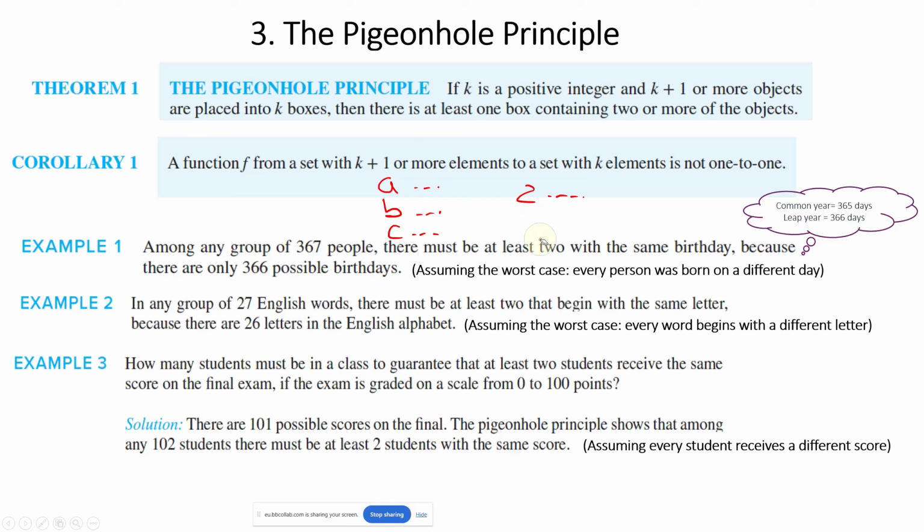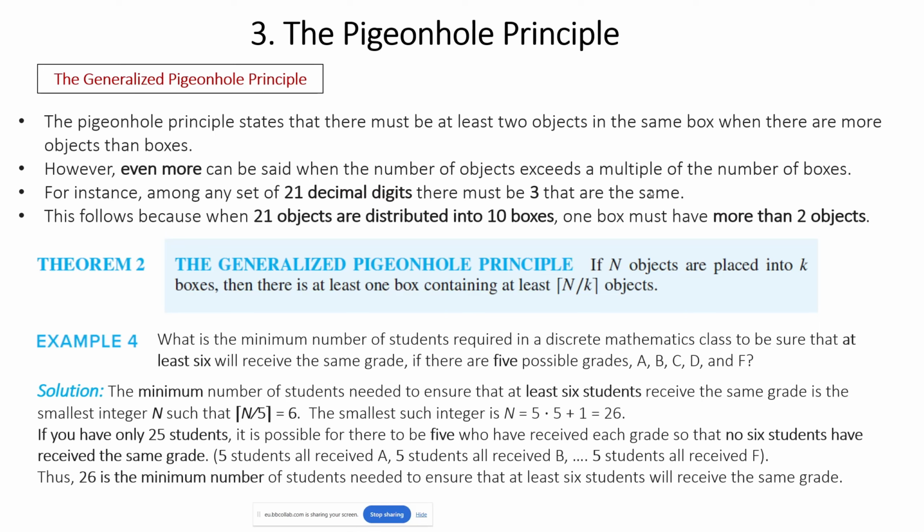So assuming the worst case, every word begins with a different letter, then with the 27th word I'm going to have 2 words that begin with the same letter. So that's the implication of the pigeonhole principle, which might look obvious, but this is something that helps us in this way.